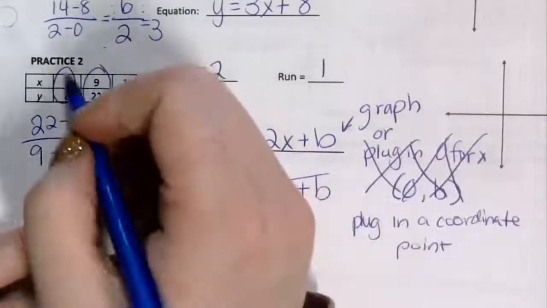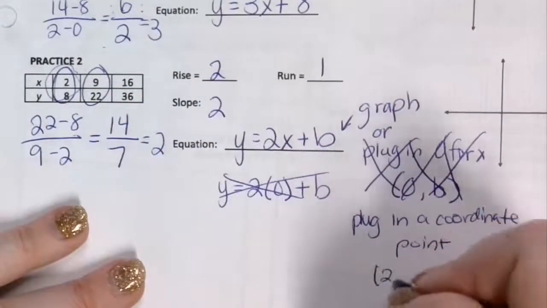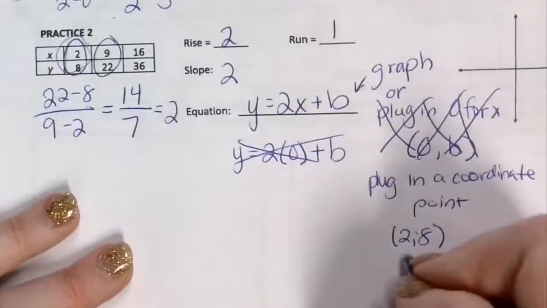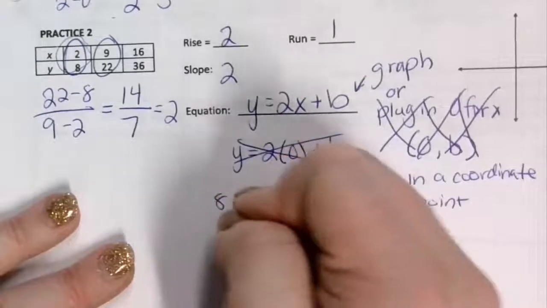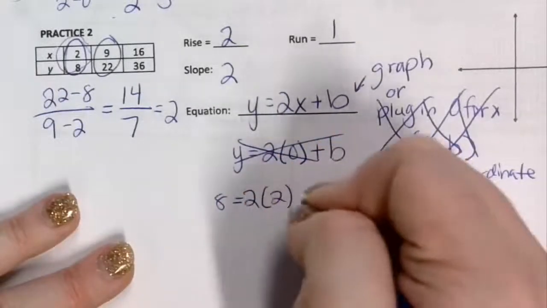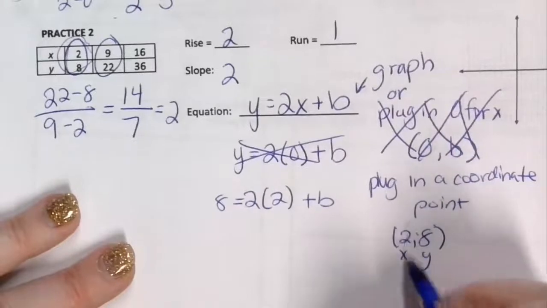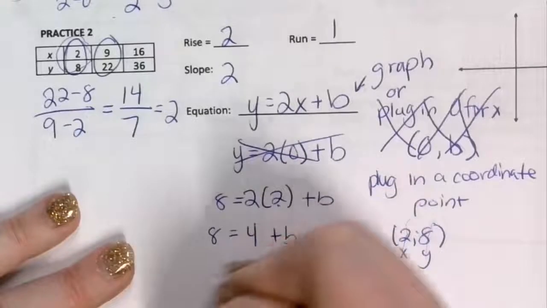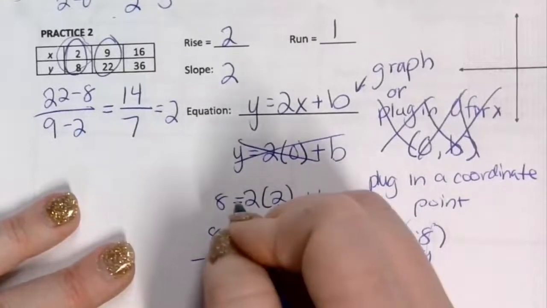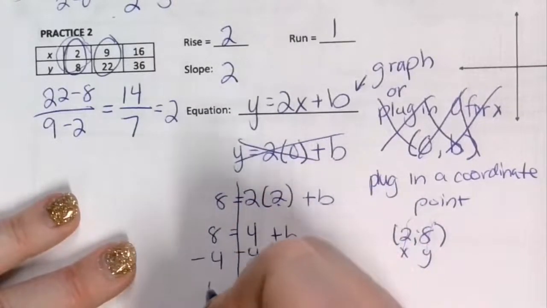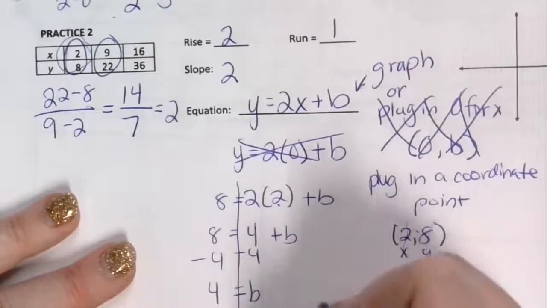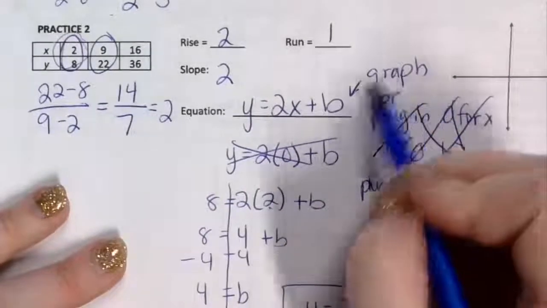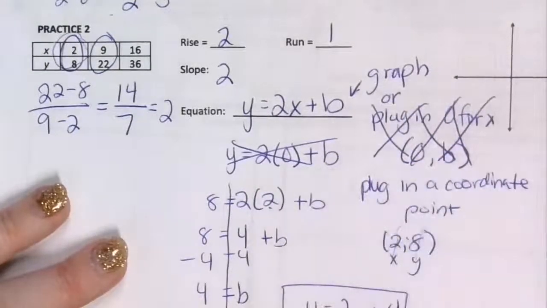Sorry. So I'm going to plug in 2, 8. So you can graph it like I taught you, or you can plug in a coordinate point. So what that looks like is 8 equals 2 times 2 plus b. So you plug in the 2 for x, you plug in the 8 for y. And then we solve that just like we would a normal equation. So this tells you your y-intercept is 4. So your final equation is 2x plus 4. So you can always graph it, or you can plug in a coordinate point and it'll work every time.